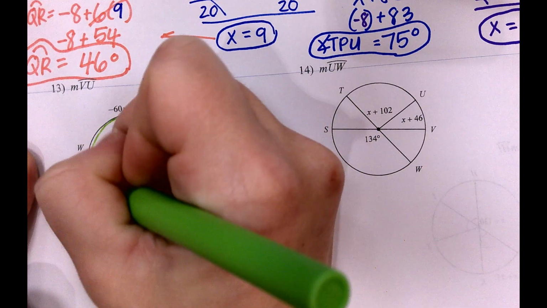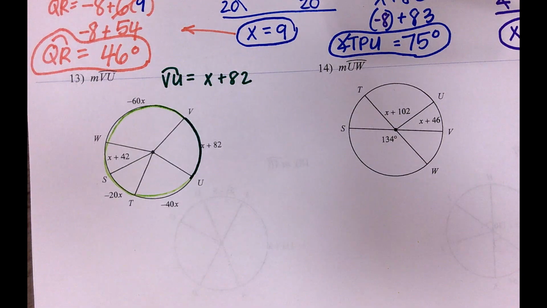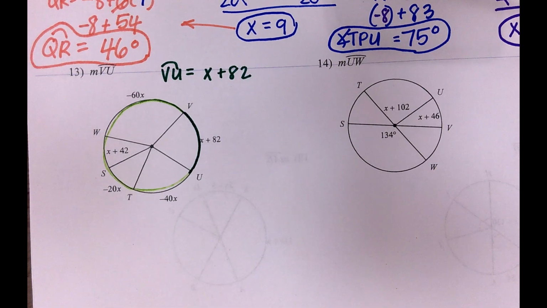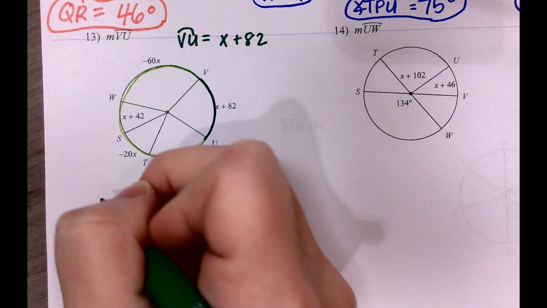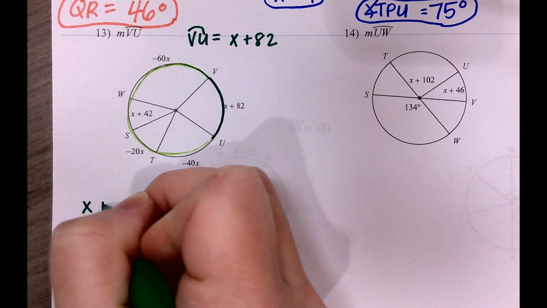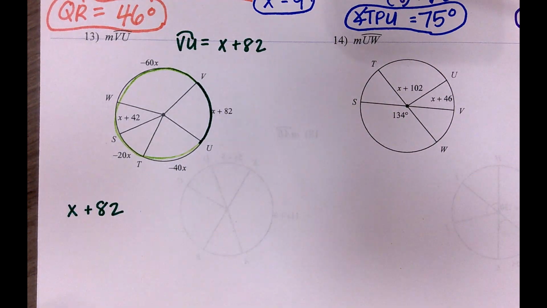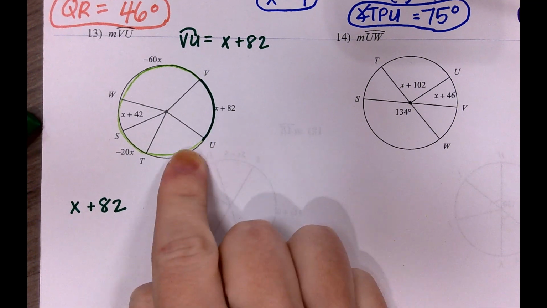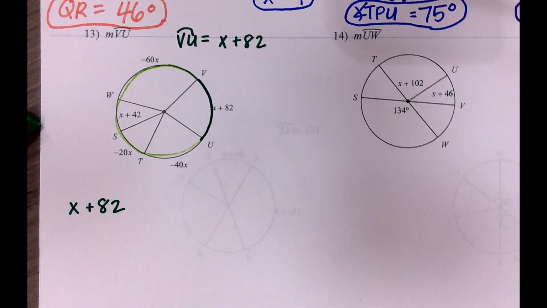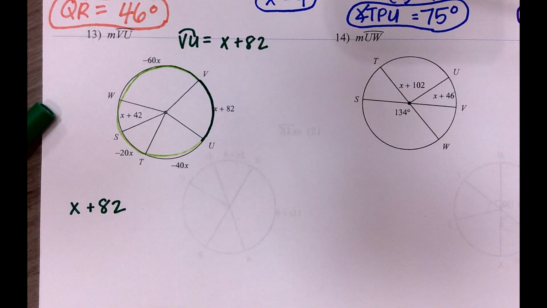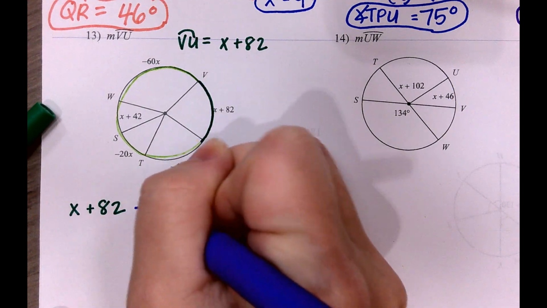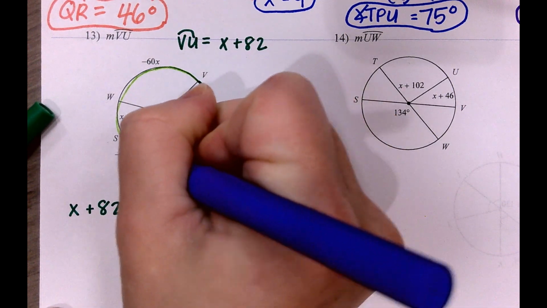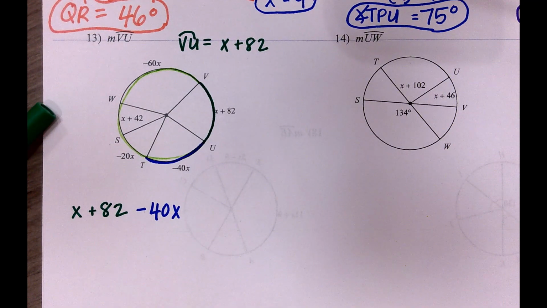So let's add everything together. This will be a big problem. I'm going to start with that x plus 82. So I have x plus 82. And then I'm going to go clockwise around. So my next one is that minus 40x. Minus 40x. What would I write next?